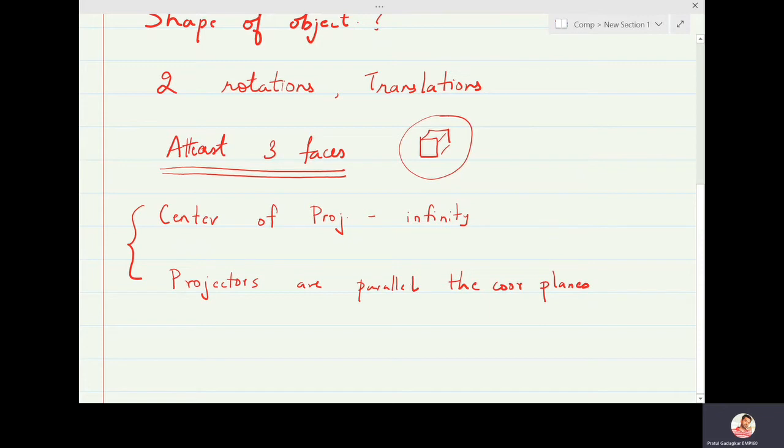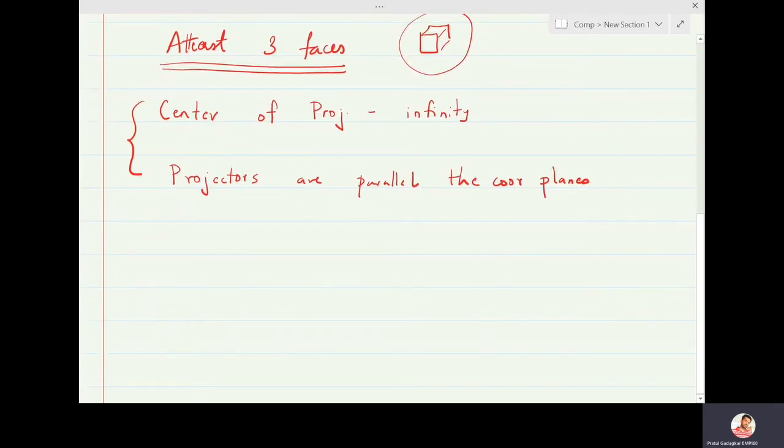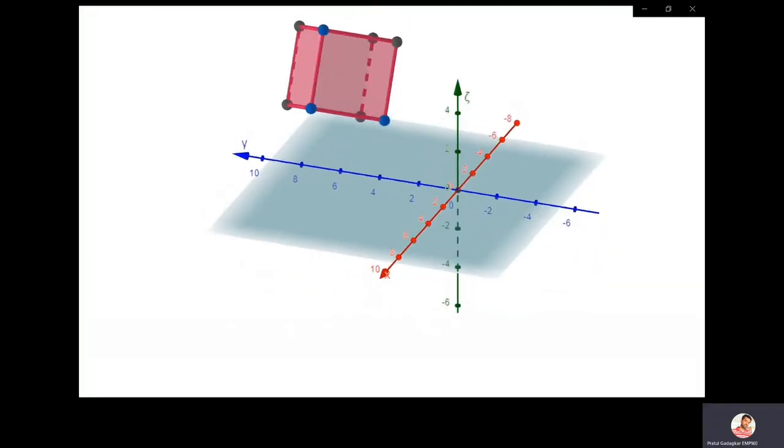What we are going to do is we are going to project all the objects on the plane z equal to 0. So what will be the plane of projection? The plane of projection is going to be the plane z equal to 0, that is the xy plane. So let us see one example.